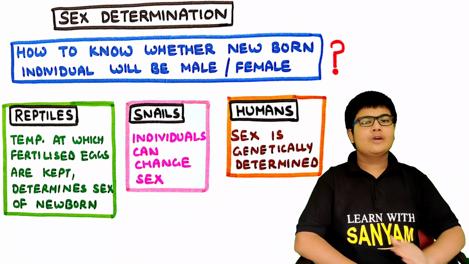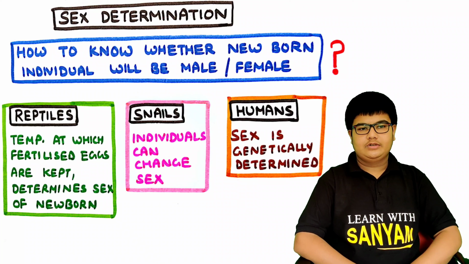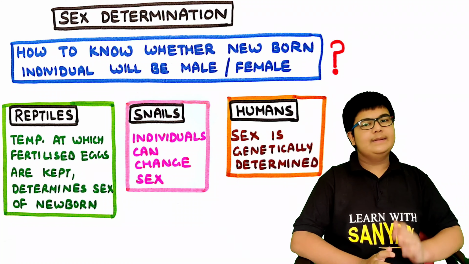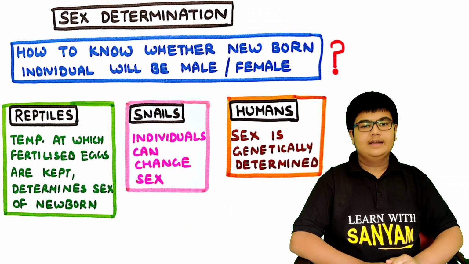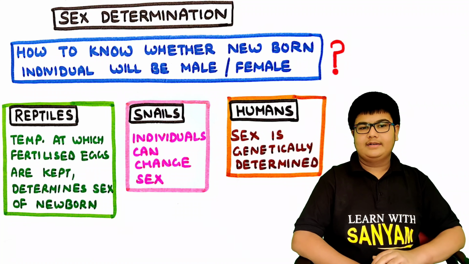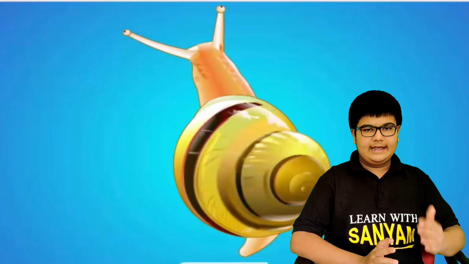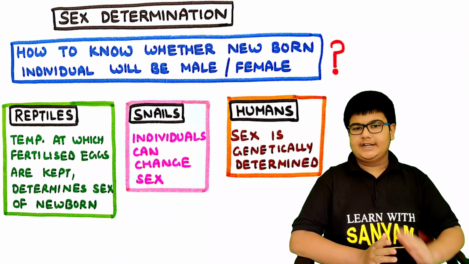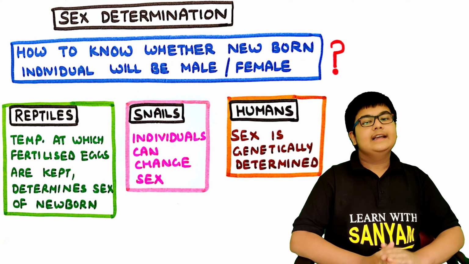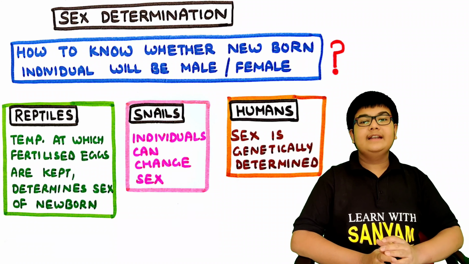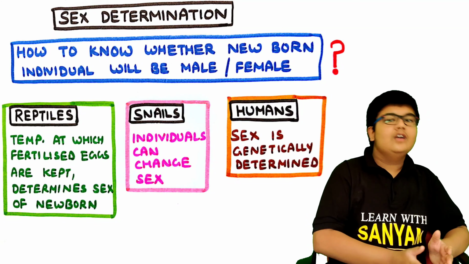Now let's do the next topic, that is sex determination. So how do we know whether a newborn individual will be a male or a female? In reptiles, the temperature at which the fertilized eggs are kept determines the sex of the newborn. While in animals like snails, the individuals can change their gender. In humans, the sex is genetically determined. That is, the genes determine whether the baby will be a male or a female.